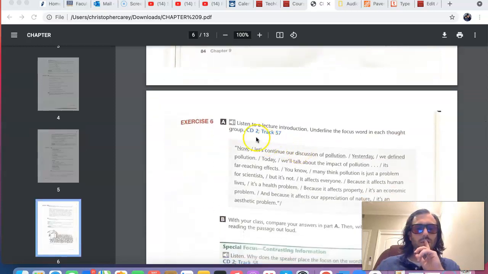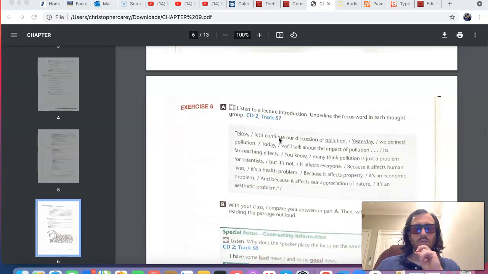So take a listen to CD2, track 57, and you are going to underline the focus word in each thought group. As we did in Chapter 8, our thought groups are marked by the forward slash, the hyphen, and you have punctuation as well. Written punctuation that marks the dividing of thought groups. So for each thought group, you're going to identify the focus word.